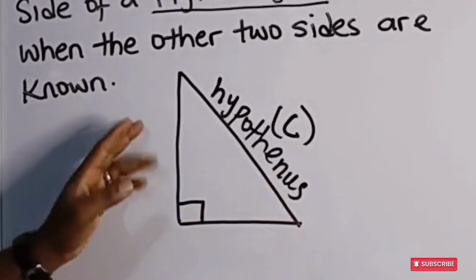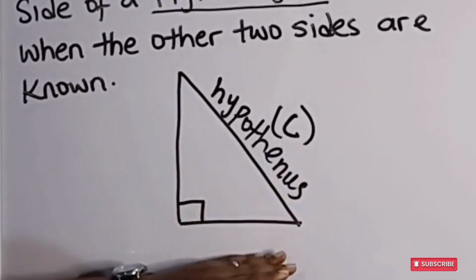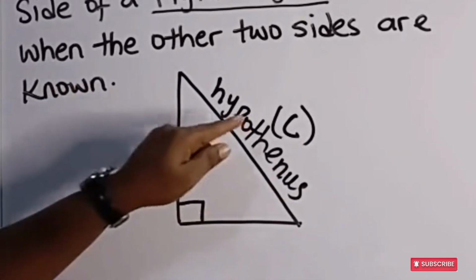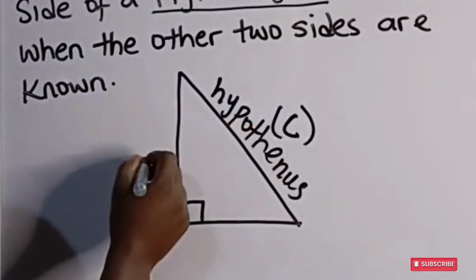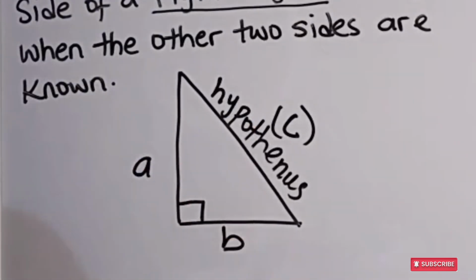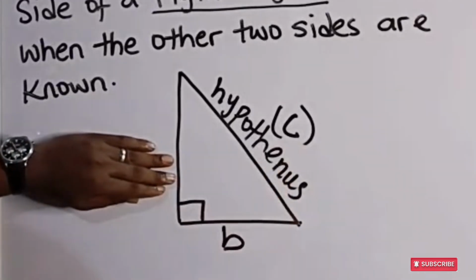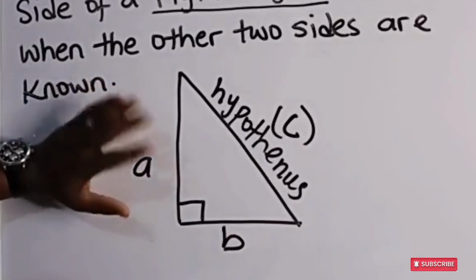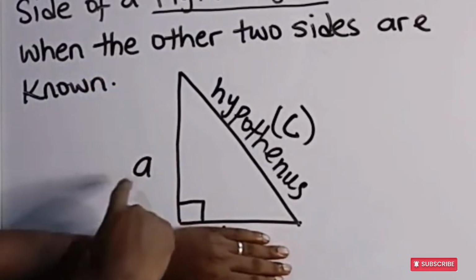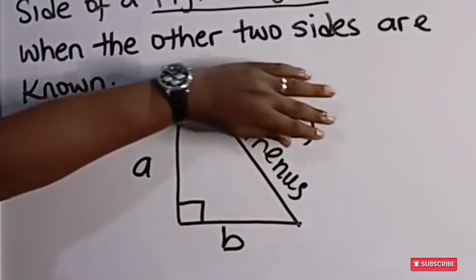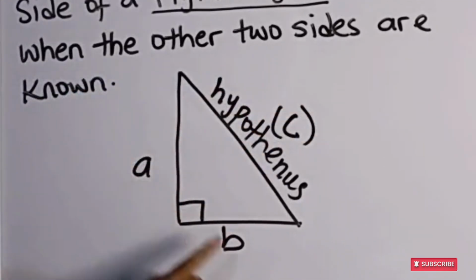Okay? You can decide to call this side A, wherever you like, you can call A or B. But the most important thing is you must identify the C. So let's call here A. And let's call here B. Okay. So if A is missing, but you know B and C, you can use Pythagoras theorem to find A. If B is missing, but you know A and C, you can use Pythagoras theorem to find B. Same thing, if C is missing, but you know A and B, you can also find C.